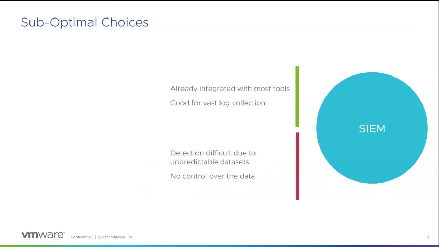On the other side, SIEM options, they're frequently already well integrated with a lot of security tools and controls, and are good for collecting data and are obviously built for vast log collection. The downsides: detection can be difficult, primarily because of insufficient, incomplete, and/or unpredictable data sets. So the operators of the SIEM are effectively forced to live with the types of data and telemetry that you can get from the other vendor solutions deployed in your environment.